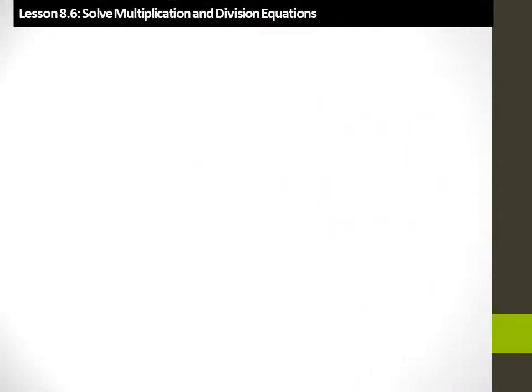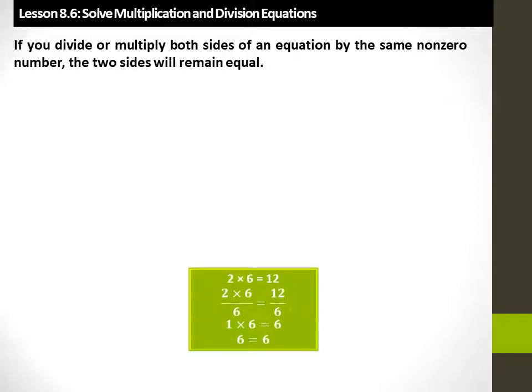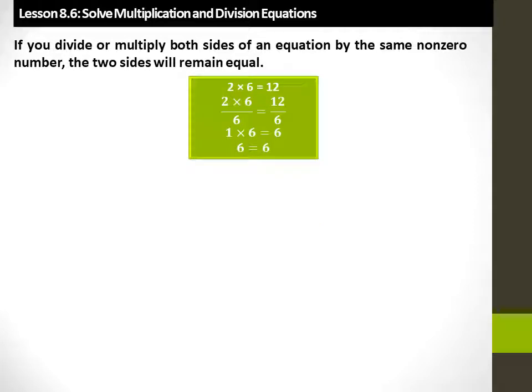Solve multiplication and division equations. If you divide or multiply both sides of an equation by the same non-zero number, the two sides will remain equal. 2 times 6 is equal to 12. Divide both sides by 6. 2 times 6 over 6 equals 12 over 6. 1 times 6 is equal to 6. 6 equals 6.